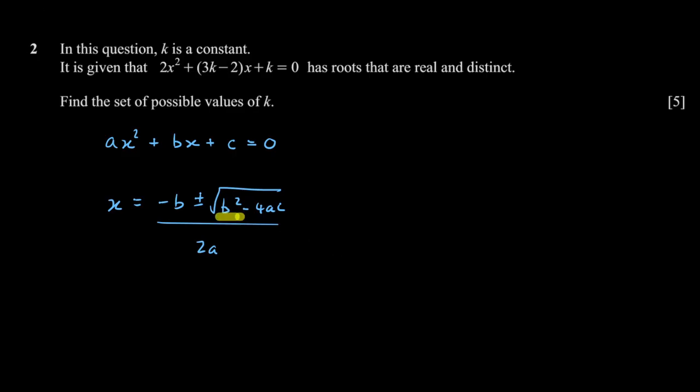Why is that? Well, let's have a quick think. If b squared minus 4ac is negative, then we're going to have to square root a negative number.